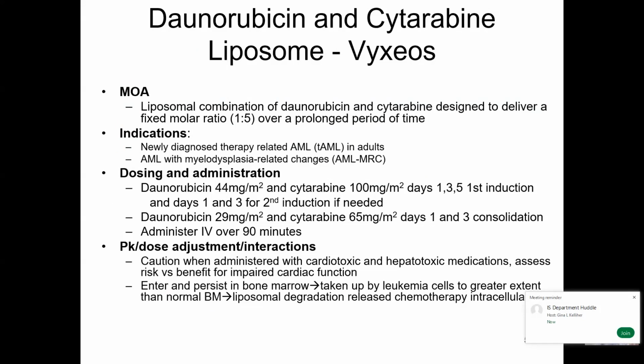So 99% of the drug remains encapsulated in the plasma and is delivered to the leukemic cells in the bone marrow. So it persists in the bone marrow, and it undergoes this degradation, and then these are released at the right ratio that you get the maximum killing. So I believe originally it was thought that, yes, this is great, we're going to be able to do this. It works in resistant or higher risk disease, which is why we have the indications for therapy-related AML and AML with MDS-related changes.